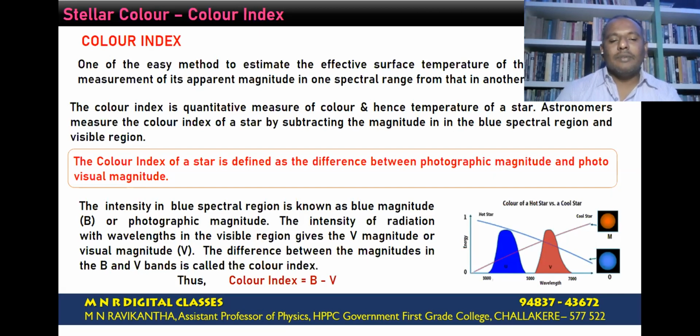Then the difference between these two magnitudes, B and V, gives the color index. Thus, color index is equal to B minus V. Now observe here, from this plot it is clear that for a hotter star, V is greater than B, whereas for a cooler star, B is greater than V. Means the color index of a hotter star is more positive, whereas the color index for a cooler star is less positive or negative.